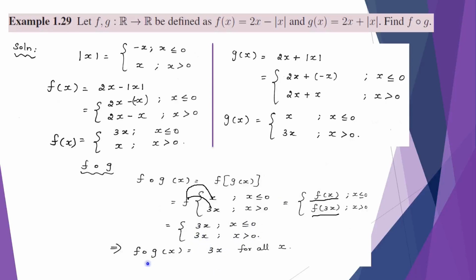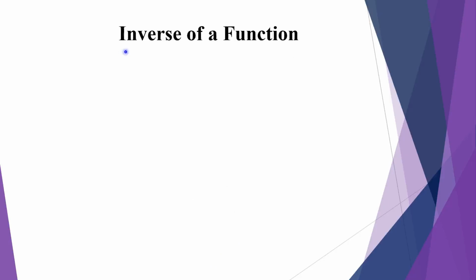That meaning is f composite g of x is equal to 3x for all values of x. 0 இருந்தா அதோட கம்மியா இருந்தாலும் 3x தான், 0 இருந்தா அதுக்கு மேல இருந்தாலும் 3x தான். That is written as 3x for all x. Next we are going to see inverse of a function.